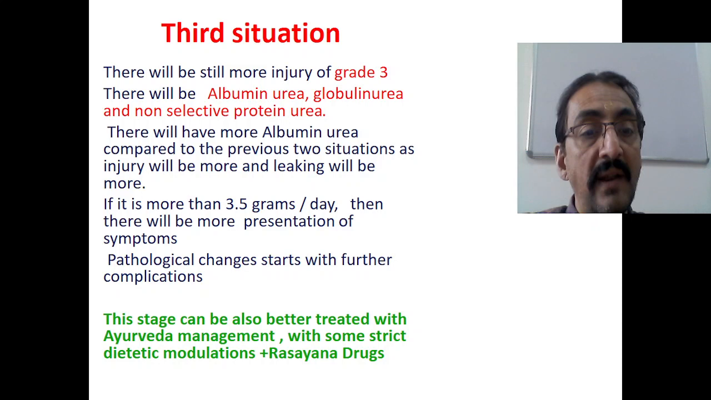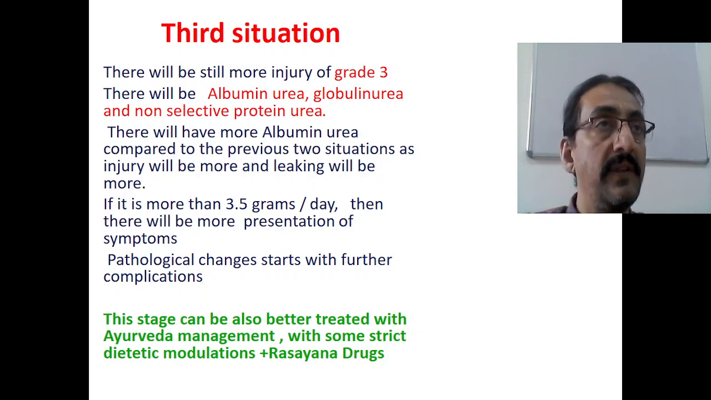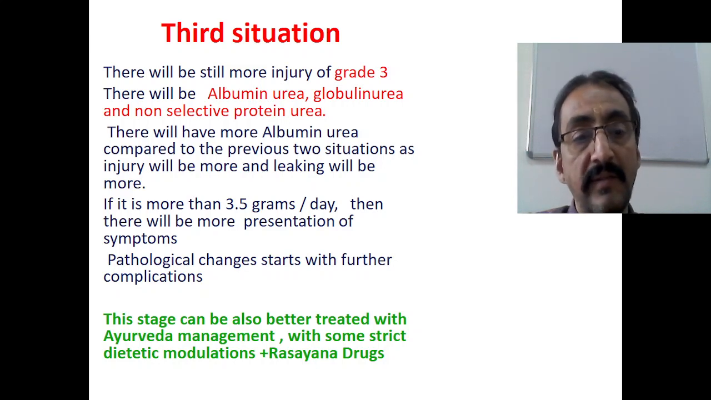When a patient comes to you at this stage also, it can be better treated with Ayurveda management, with some strict dietary modulations and some Rasayana drugs. That we will see later. This is just a glimpse that I have given.